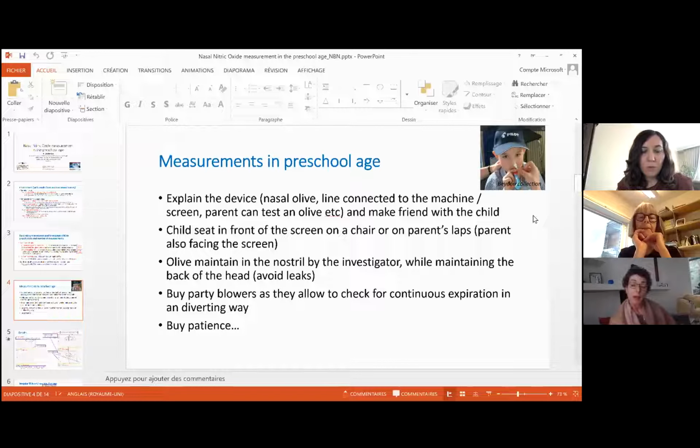Then you have to buy a party blower if you want, because it's much fun for the children. And then of course you have to have time to deal with young children.